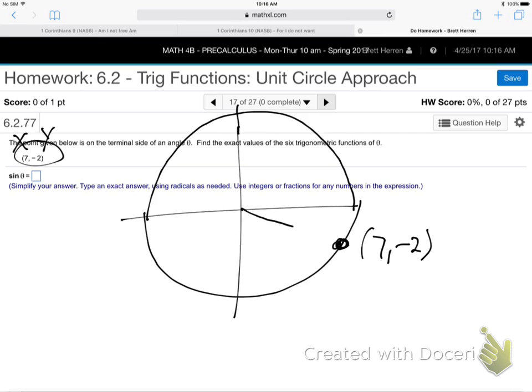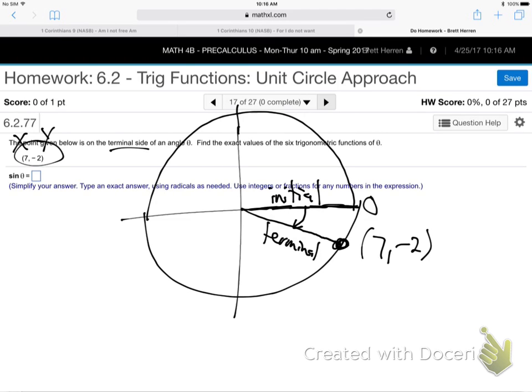Over 7, down 2. They're telling me that is on the terminal side of the angle. By terminal, they mean this is the initial side. That's where you start, right? All the angles start there. And terminal just means ending, right? So this is the terminal side, where the angle ends. So this is the initial side. All the angles start there.